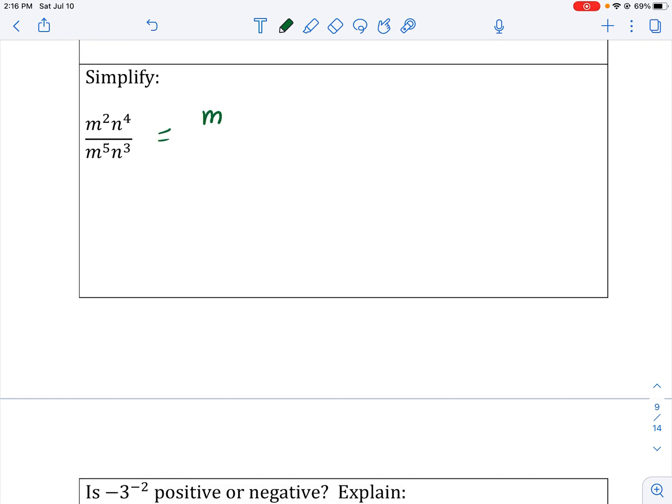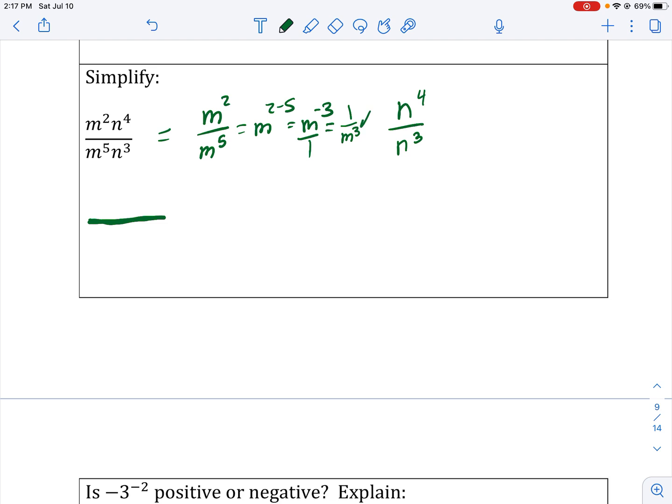Again, I'm going to break up my like bases and do it one by one. Here's where I'll put my final answer. So, when we divide like bases, we subtract our exponents. 2 minus 5 is a negative 3. The exponent in the numerator minus the exponent in the denominator. This is not currently a fraction, so I'll put it over 1. In order to make the exponent positive, I do the reciprocal. 1 over m to the third.